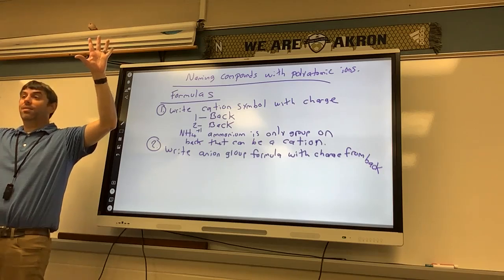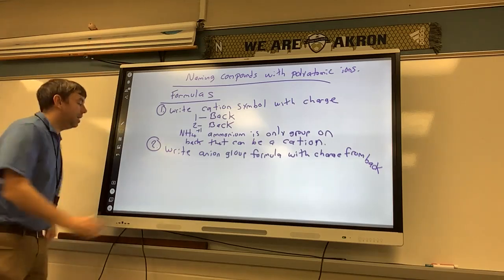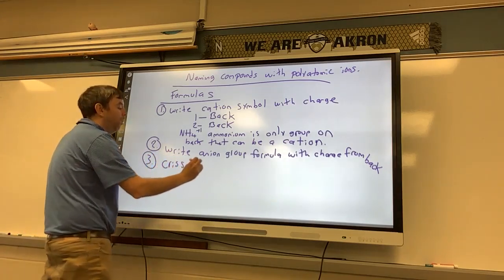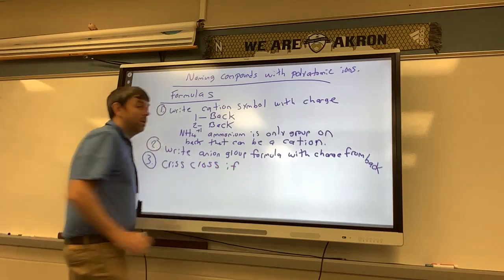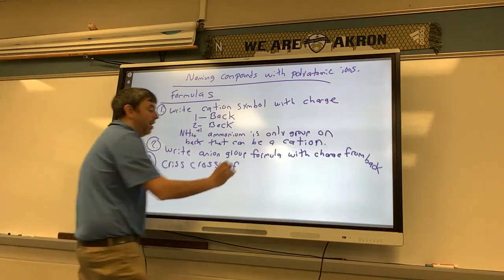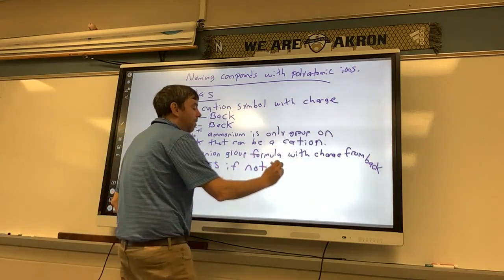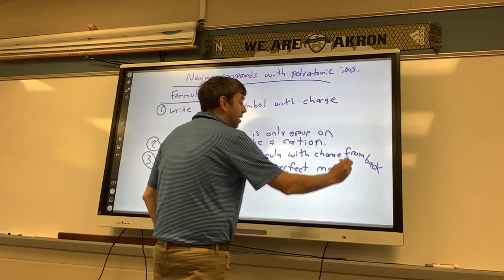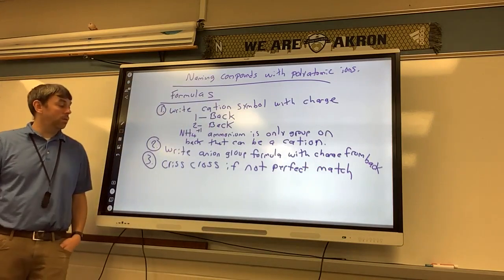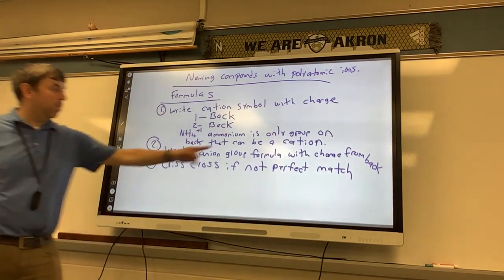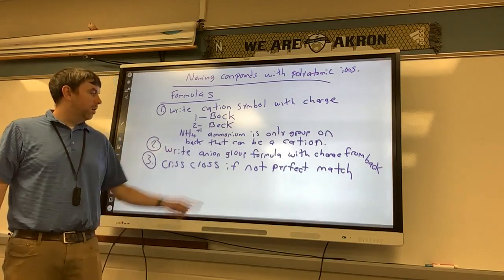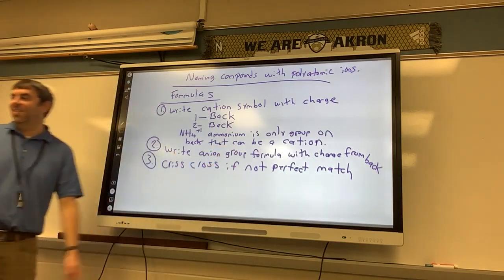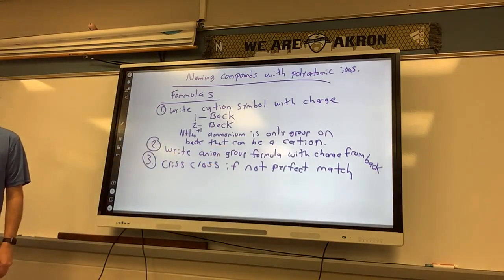What's step 3 going to be? Step 3 is crisscross if not a perfect match. You got it. Crisscross if not a perfect match. Where it says group behind anion. You can't tell. Yes, group. You didn't write gloop, did you? I knew what you meant.